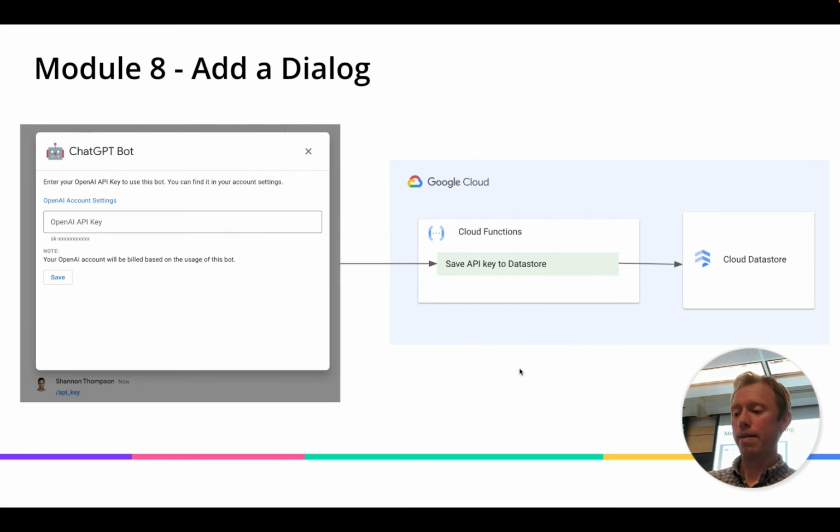And then Module 8 is just making it even fancier. So when you call the API key command, it's going to show this pretty dialog. And it's going to have an input field where they can paste it in. And there's even a link to go to their OpenAI account and copy the key from there. And it's got this beautiful save button, and it's just going to save it to the data store.